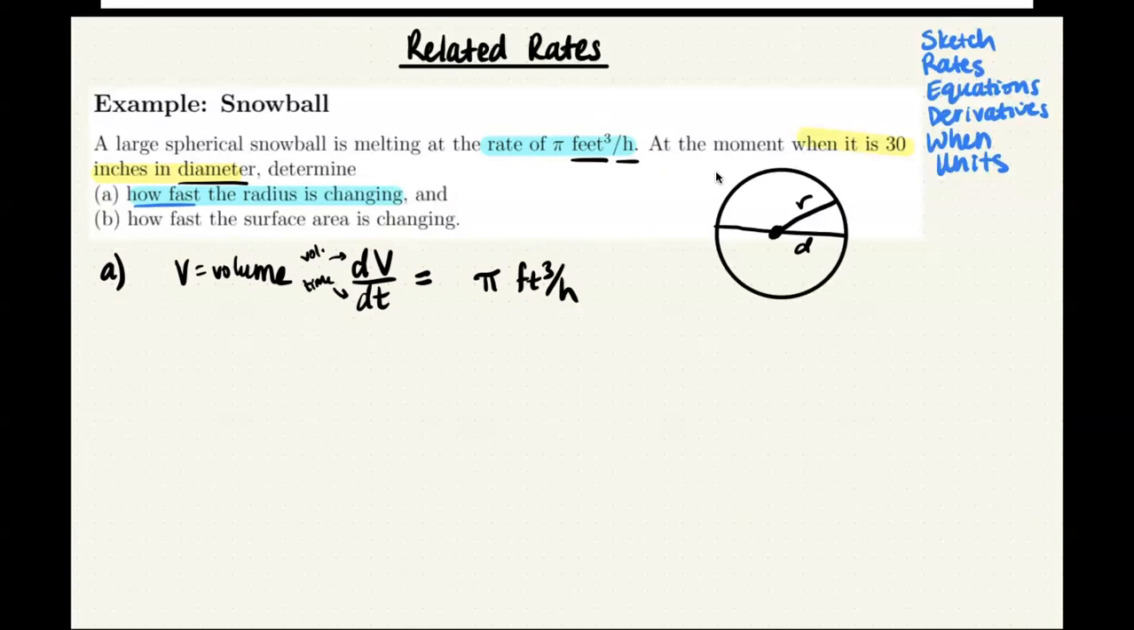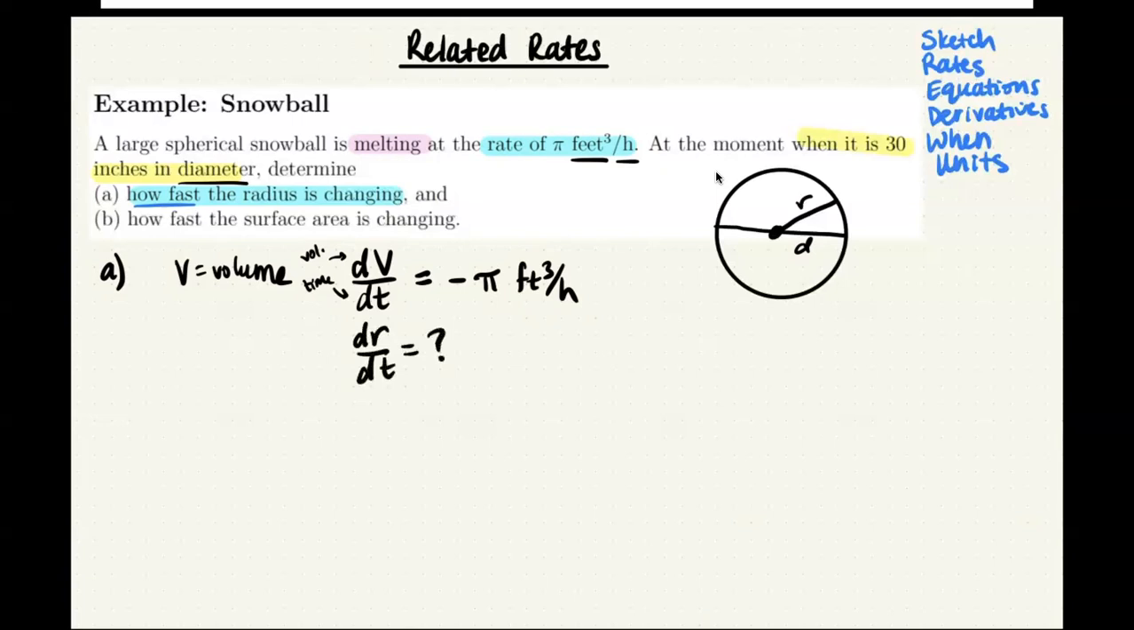We're also told that this snowball is melting, which means that it's getting smaller. So that means that the rate at which the volume is changing should be negative because the volume is going down. If we left this as positive, it would tell us that the snowball is actually getting bigger, which doesn't make sense unless it's maybe snowing and the snowball is accumulating snow. But that's not the situation here, it's melting. Okay, so this is one of our rates, the volume. We want to know how fast the radius is changing. That's dr/dt. That's what we would like to find out.